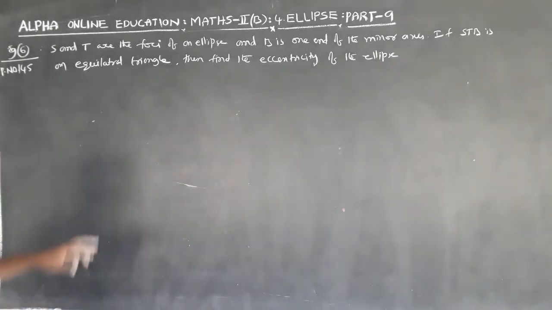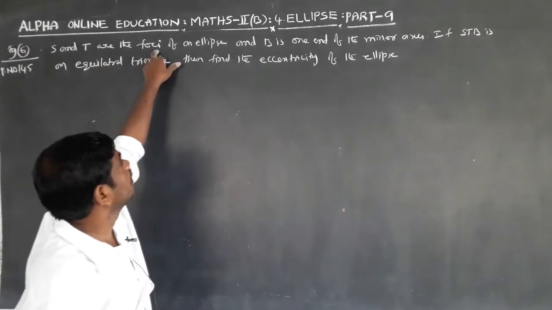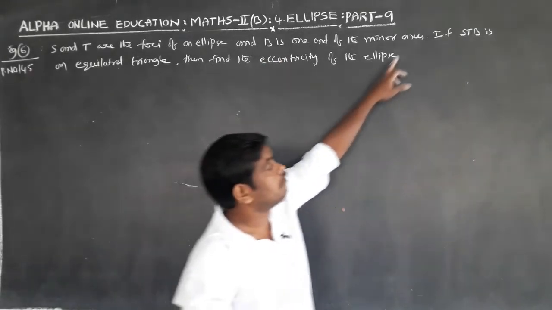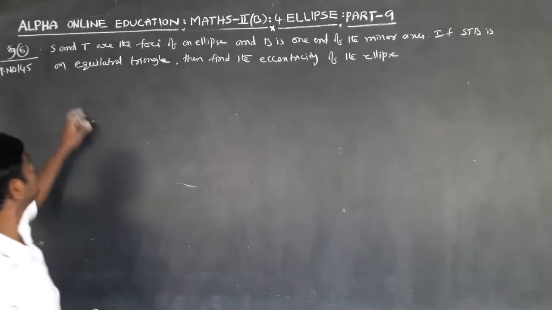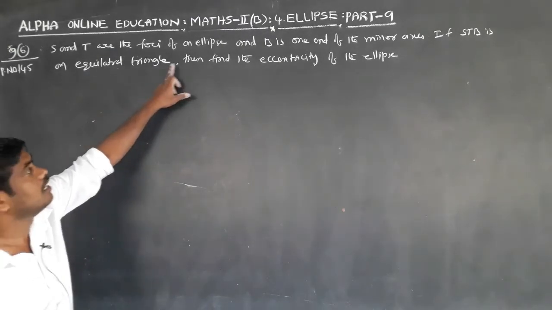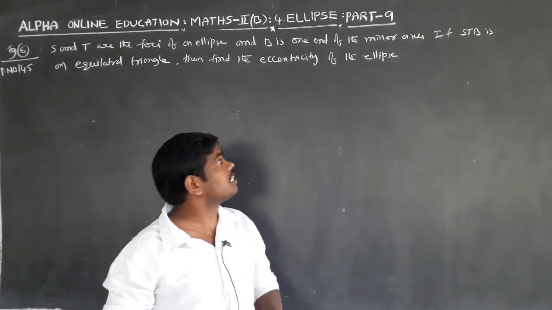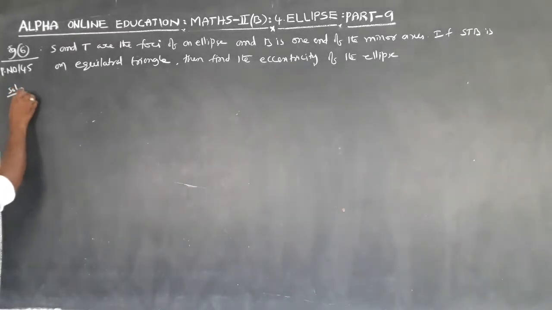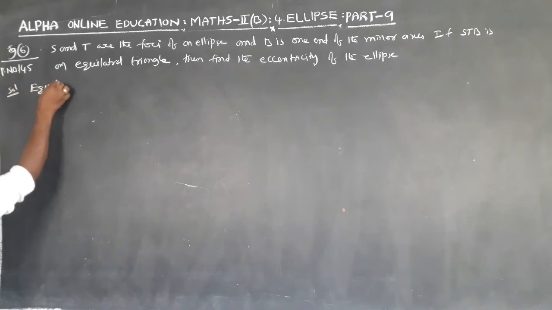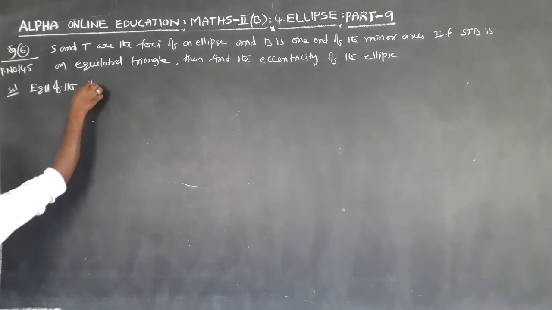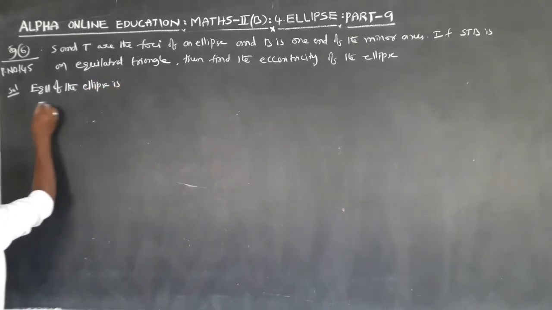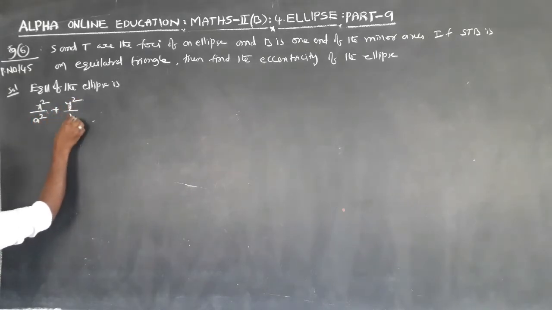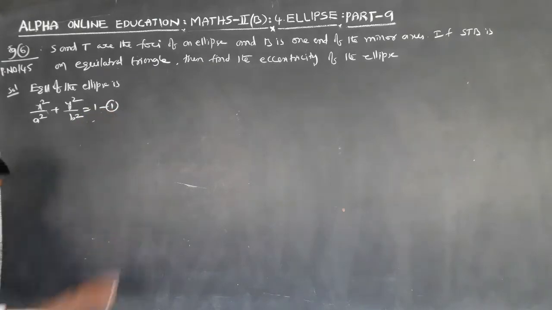Once again, S and T are the foci of an ellipse and B is one end of the minor axis. If STB is an equilateral triangle, then find the eccentricity of the ellipse. Here the equation of the ellipse is x square by a square plus y square by b square is equal to 1.